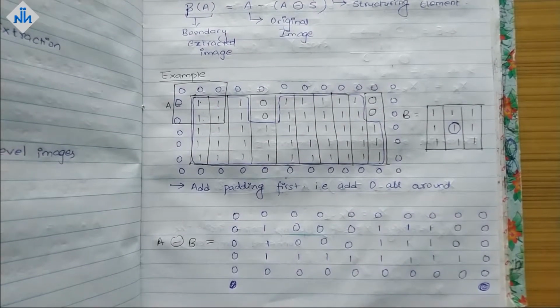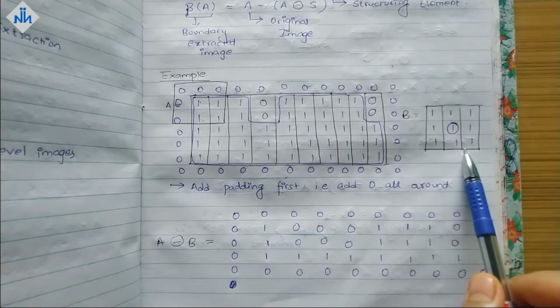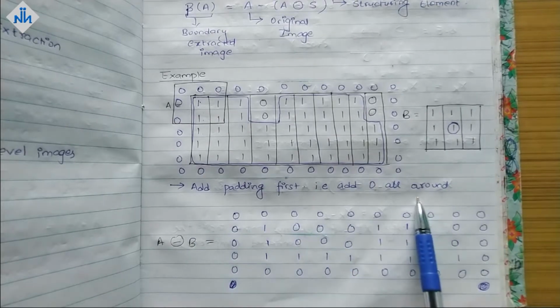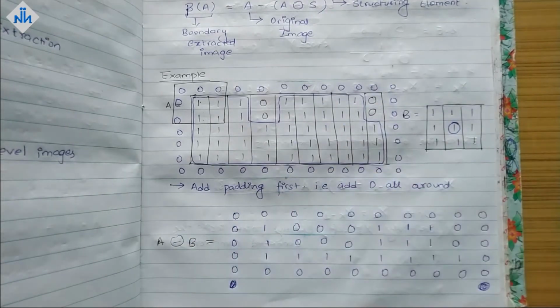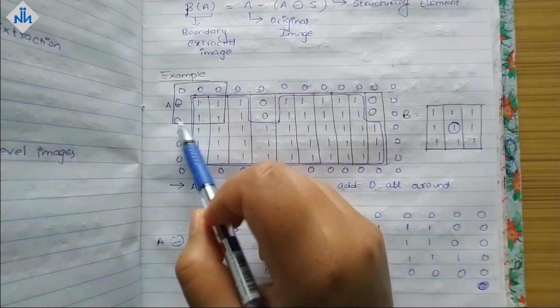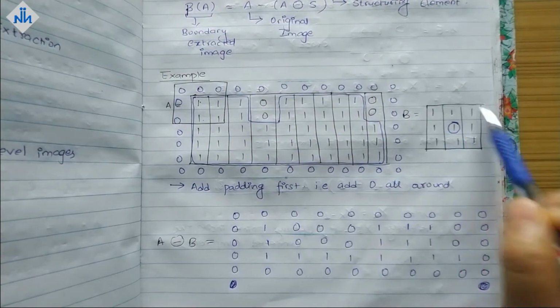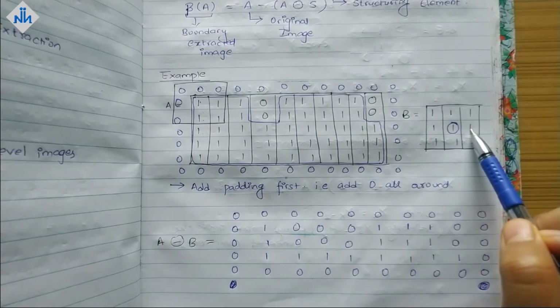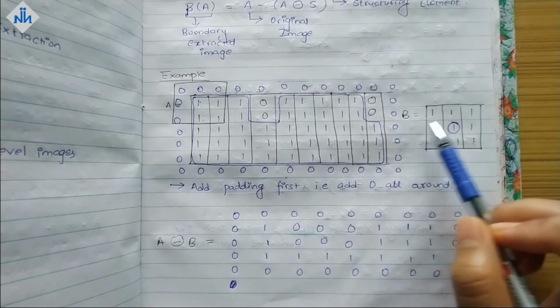If this is our image and this is our structuring element, the first thing we do is add padding all around, that is 0 padding, and then we take our sub image and this is our B. What we do after that is first A erosion S, A erosion B basically.